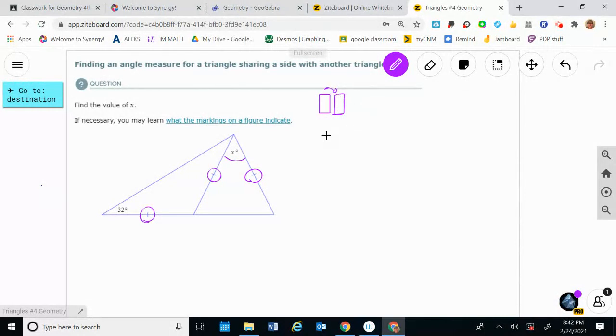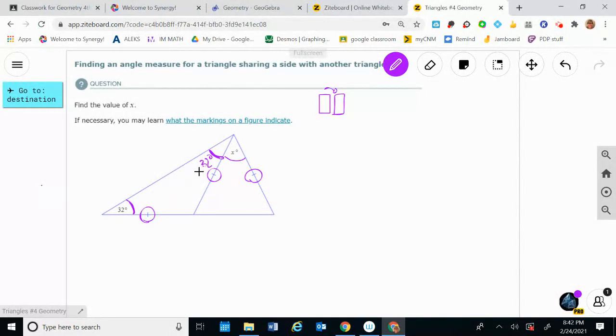What can you knock down? You have one value, 32 degrees. You may not know where that's going to take you, but you can easily mark something else that's 32. This is 32, right? Why? Because base angles of an isosceles triangle are congruent. All right, so now we've got that.